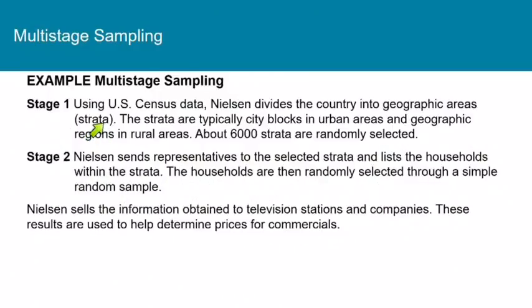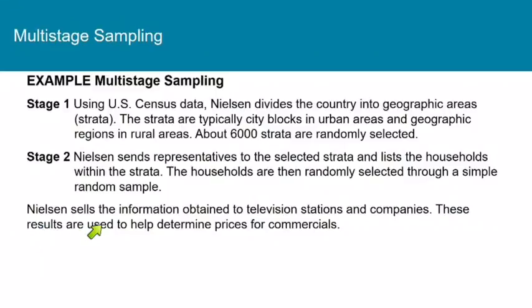And here it is. Using U.S. Census data, Nielsen divides the country into geographic areas that they call strata, and the strata are typically city blocks in urban areas or geographic regions in rural areas, and they randomly choose about 6,000 of the strata throughout the country. And then they send representatives to the selected strata, and they list the households within the strata, and then the households are randomly selected through a simple random sample.